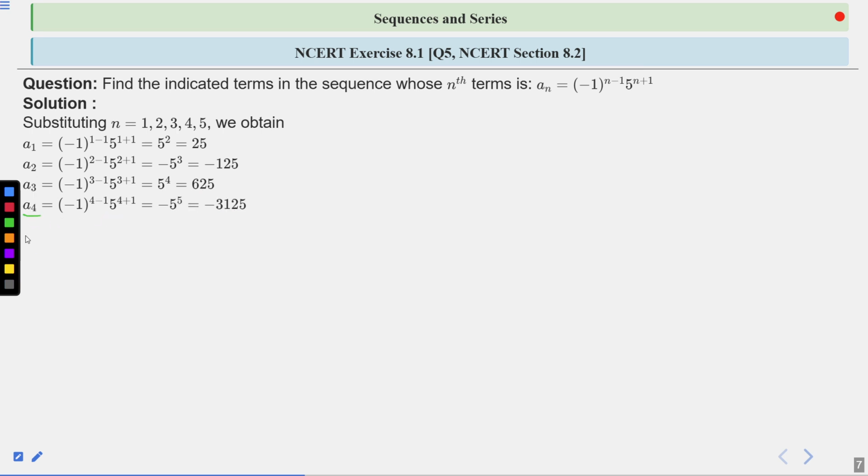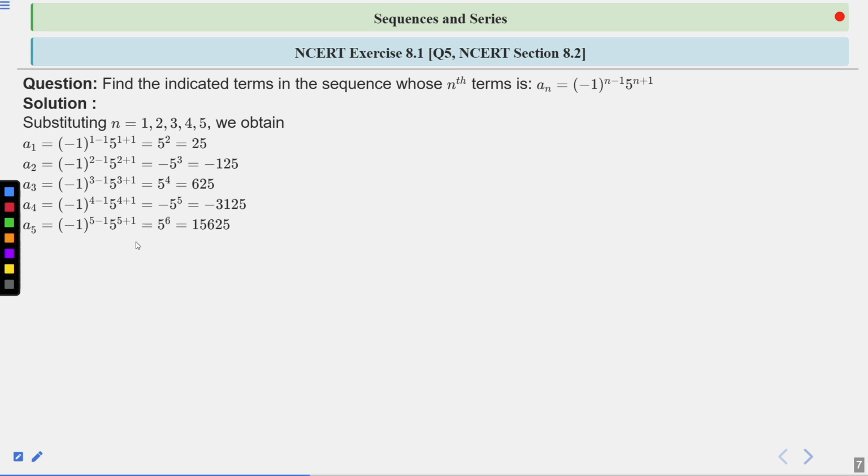Now the fourth term given by this expression minus 1 raised to power 4 minus 1 times 5 raised to power 4 plus 1. This minus 1 raised to power 4 minus 1 becomes minus 1, and 5 raised to power 4 plus 1 becomes 5 raised to power 5. So just simplify minus 5 raised to power 5. We'll get minus of 3125 as our fourth term.